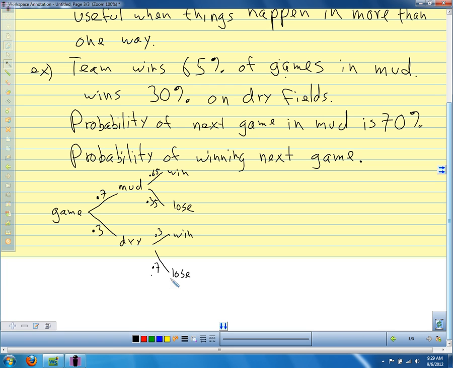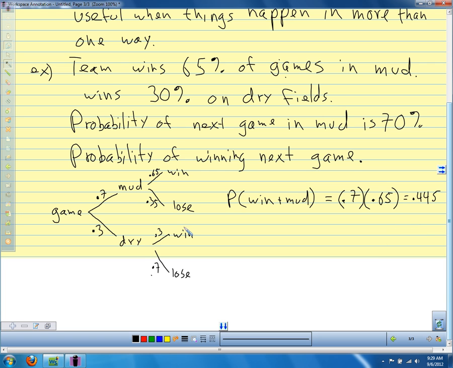Well, they can win in two ways, right? They can win if they play on the mud, or they can win if they play on the dry field. So we have two probabilities. So let's calculate each probability. To find a probability, we multiply along a branch. So the probability of winning in mud, we just multiply along that branch, is 0.7 times 0.65. And if I multiply that out, I get 0.445.